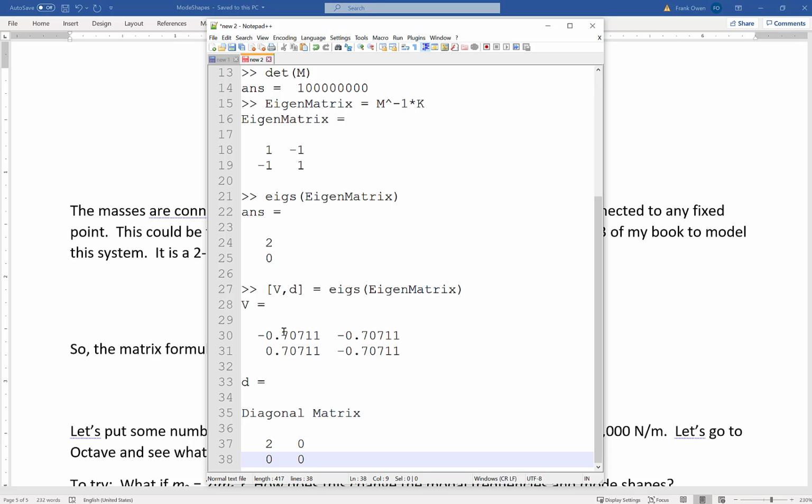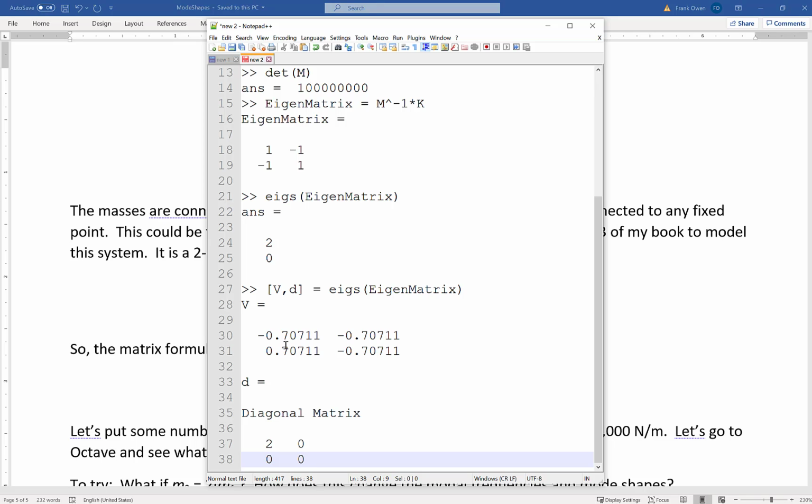The first mass, so let's go back. Look, they're the same number, but they're opposite in sign. And the first one is negative, the second one is positive. Now, I could multiply this by -1 and have this be positive and have this be negative. That is legal with mode shapes because, like I said, it's not the size of the component of that piece of the mode. It is the relative size of the two.